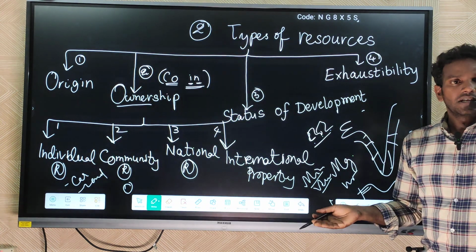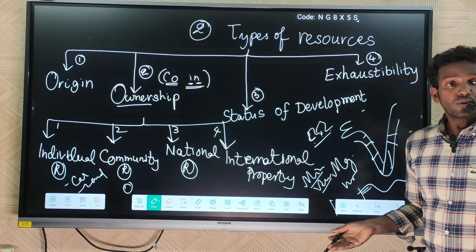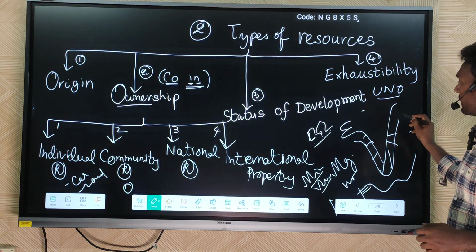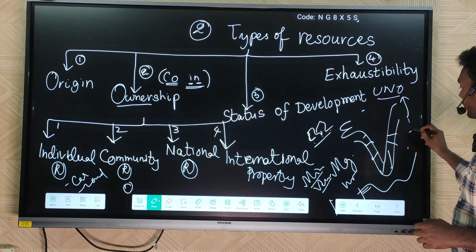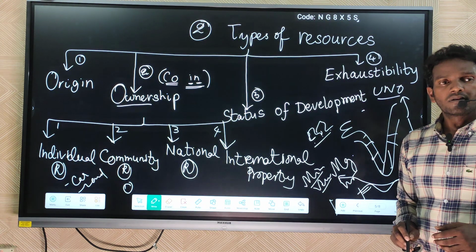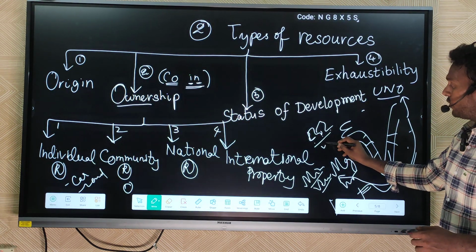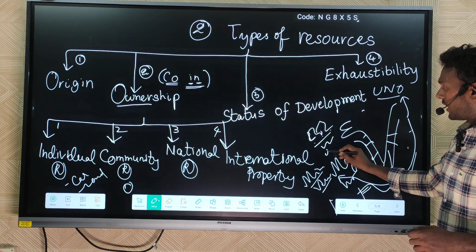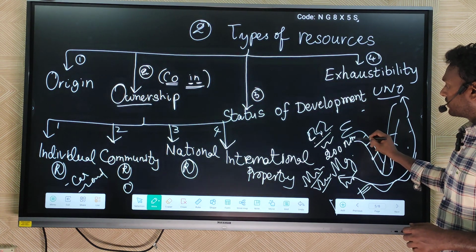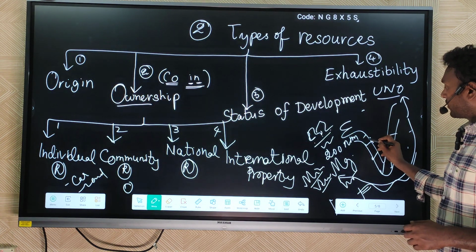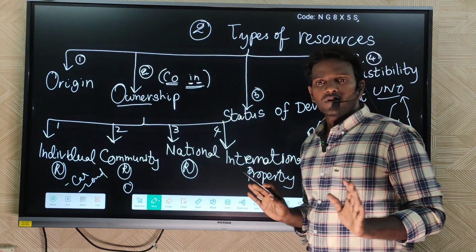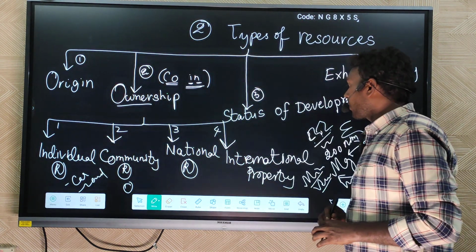So every country needs to take permission from the UN. India also took permission from the UN to utilize the manganese nodules from the exclusive economic zone. The exclusive economic zone comes under 200 nautical miles from the coast of any country. Is it clear? Okay, it comes under international property.